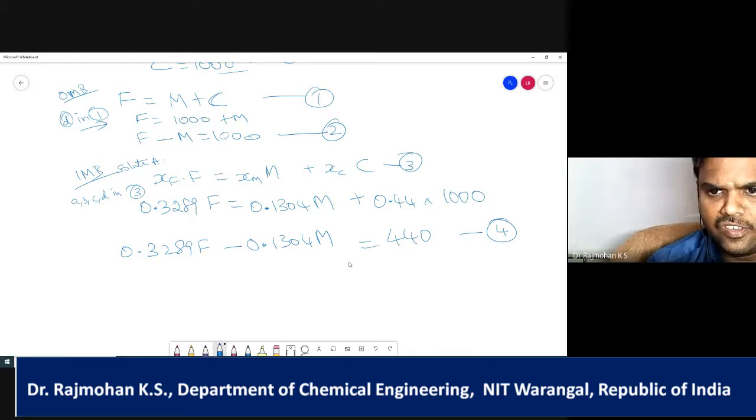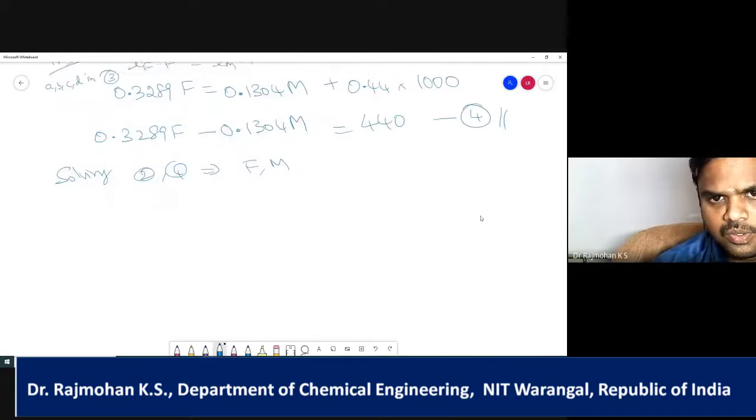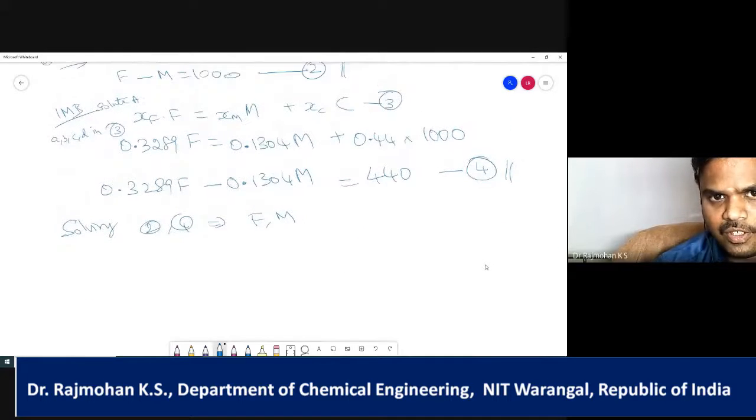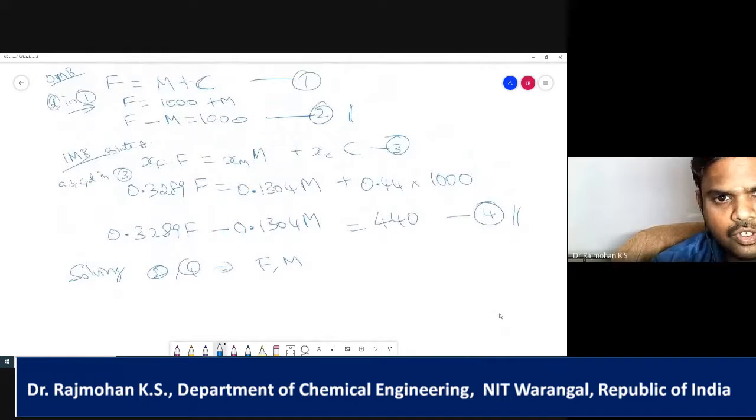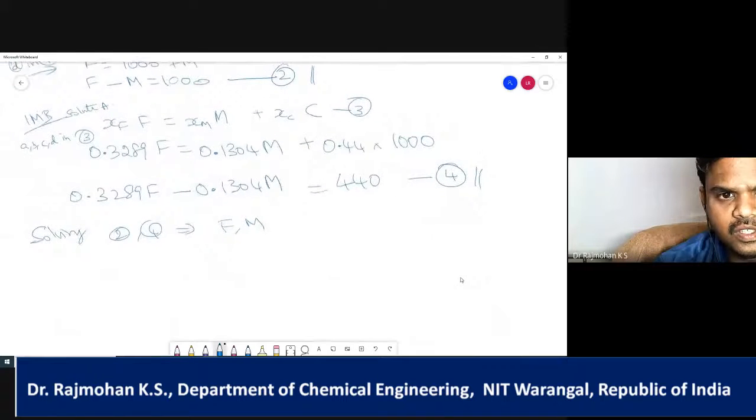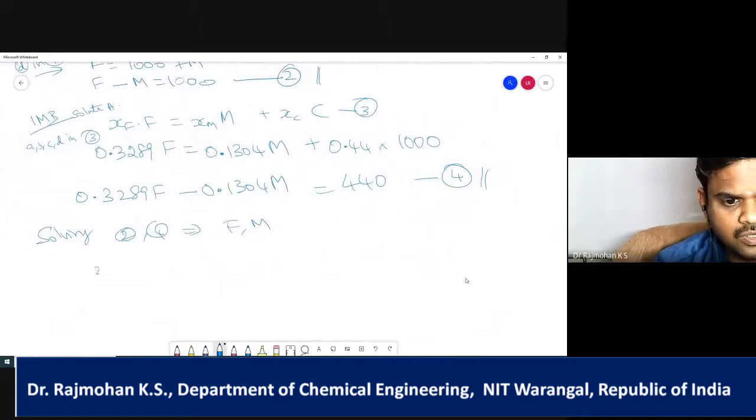So this is one equation and this is another equation. So what I can do is solve equations 2 and 4 to get the values of F and M. If you know the shortcut, you can proceed and use the calculator to get the F value. Others, follow me. So how to solve it? Multiply equation 2 by the factor 0.3289.